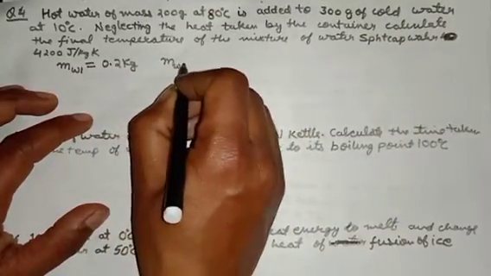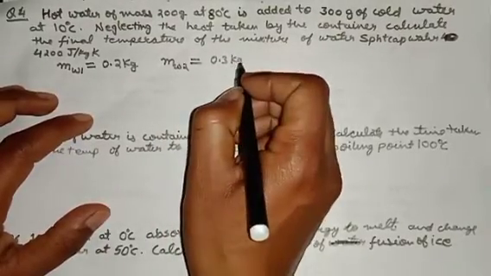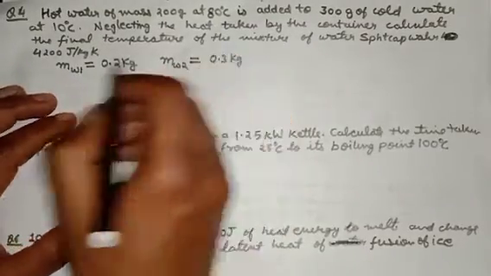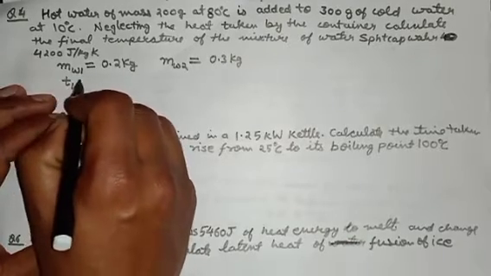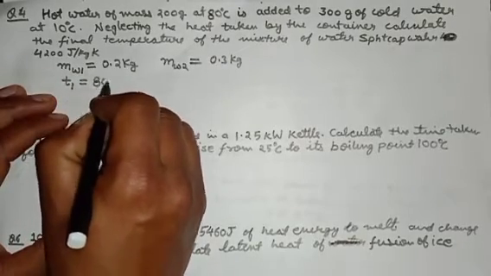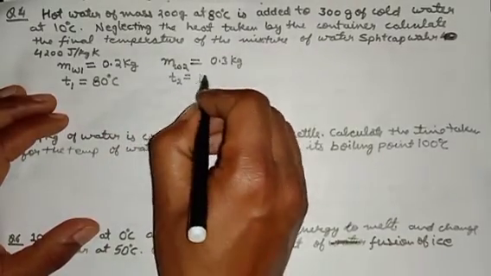Mass of water second, 300 gram, 0.3 kg. Okay, so it is at 80 degree Celsius. So here I am writing T1, 80 degree Celsius, and here T2, 10 degree Celsius.